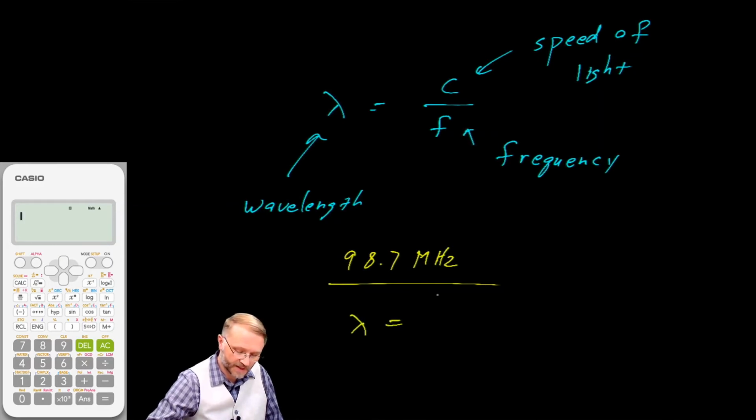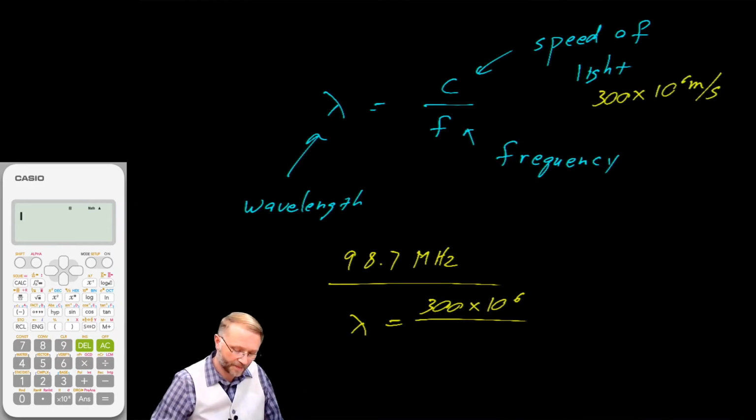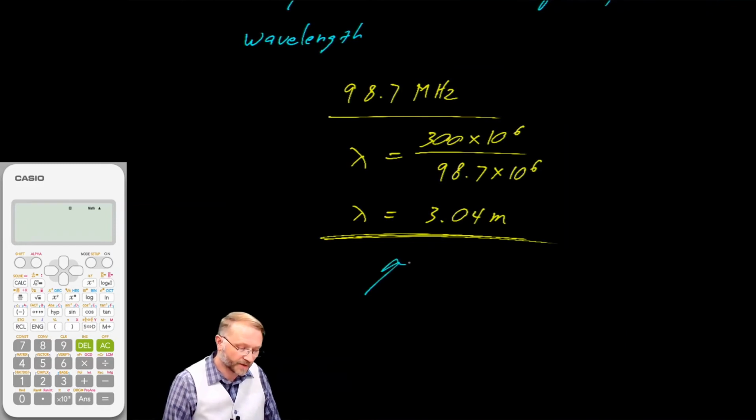So lambda is equal to 300 times 10 to the 6th. By the way, that is the speed of light, so that's 300 times 10 to the 6th meters per second. So it's the speed of light divided by the frequency, and we said the frequency for that station was 98.7 times 10 to the 6th because it's megahertz. So our wavelength is about 3.04 meters. We'll make a quick note here that the antenna size is related to wavelength, and that's something we'll address in chapter 14.